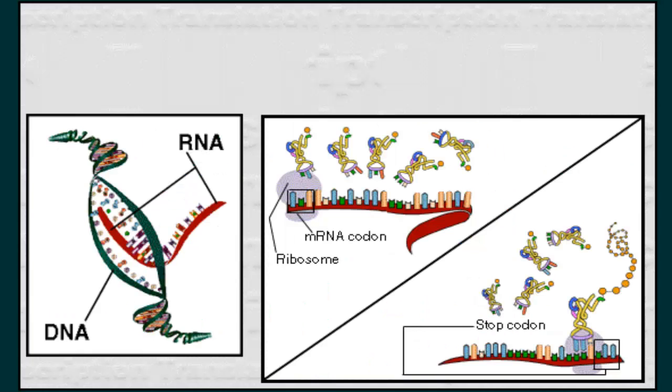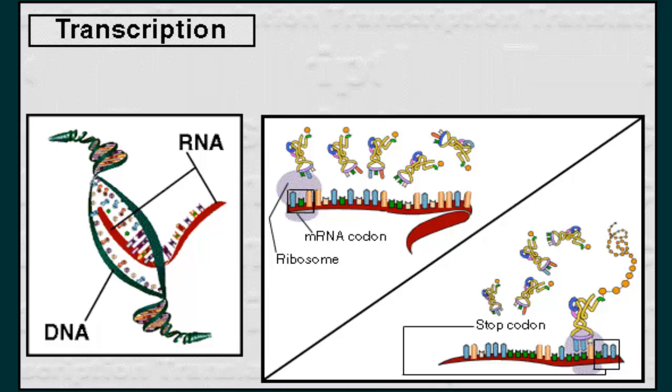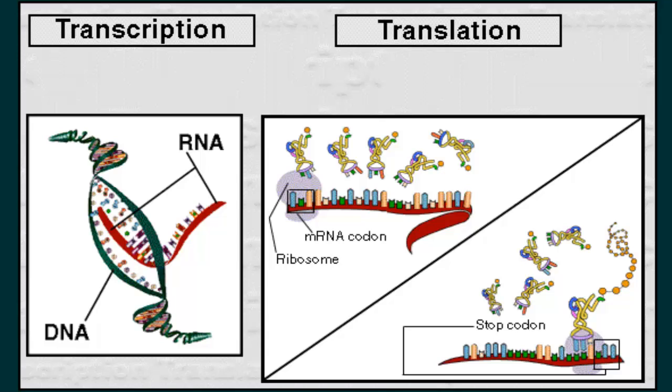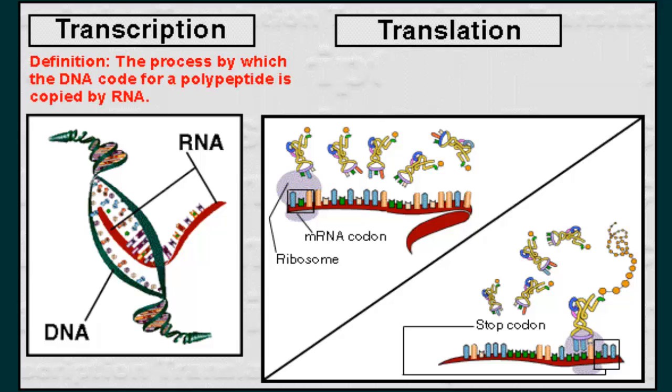To form a protein from DNA, two processes are involved: transcription and translation. Transcription takes place first and is the process by which the DNA code for a polypeptide is copied by RNA. Translation is the process by which the message transcribed by RNA is converted to a polypeptide.